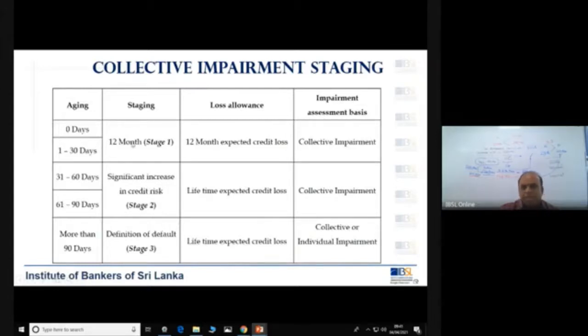Okay, this is again how you classify the three stages. When it is 0 days or 1 to 30 days past due, you put it under stage 1. 31 to 60 or 61 to 90, you put it under stage 2. More than 90, stage 3.